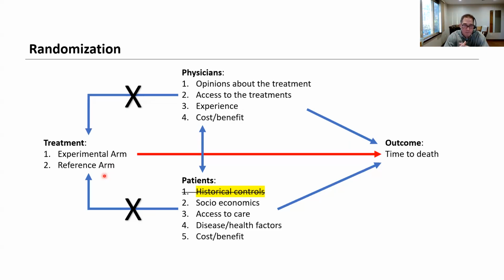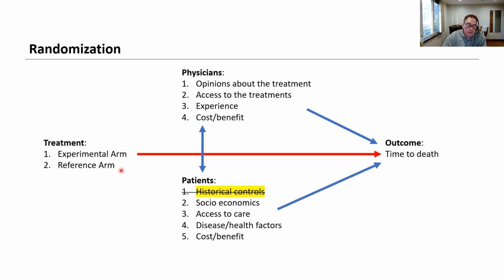So in particular, anything that is prognostic gets balanced out if, of course, the sample size is large enough, and the randomization holds, right? So this balances not only the factors that we have collected or analyzed, it balances out things that we haven't measured also. And so this is the way that we get a really clean estimate of the treatment effect of the experimental arm versus the reference.